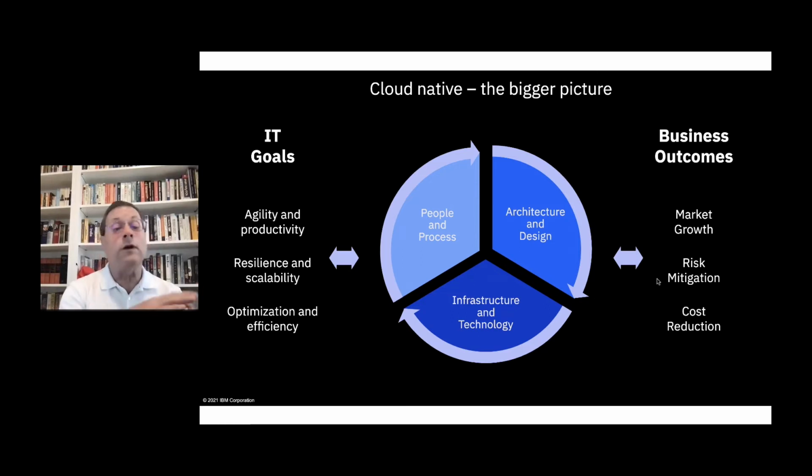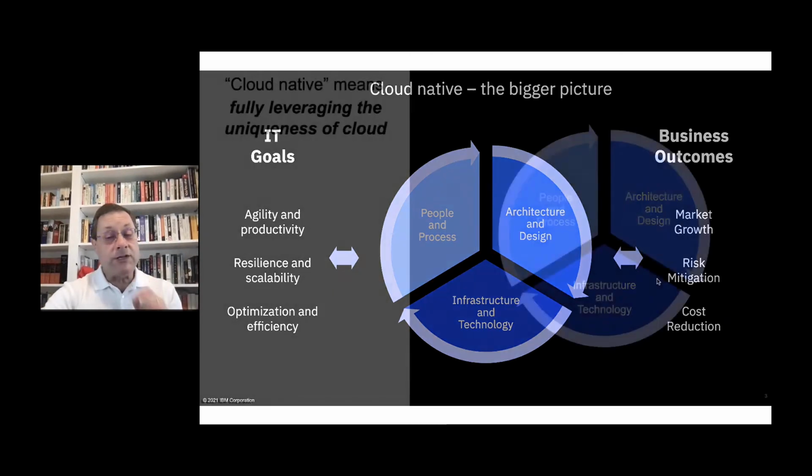But it more importantly means you have to change your processes and you have to give your people the right skills and the right opportunities to be able to take advantage of these new architectural approaches and these new pieces of technology that the cloud providers and other technology providers can give you. So that was kind of the bigger picture that we were looking at.